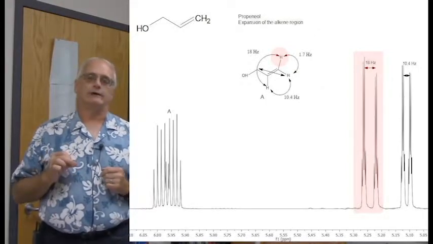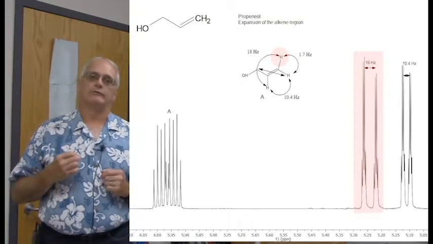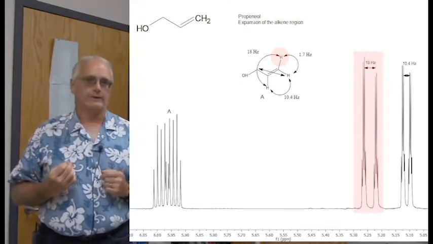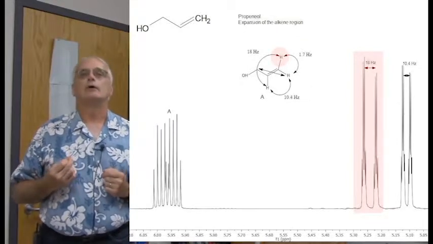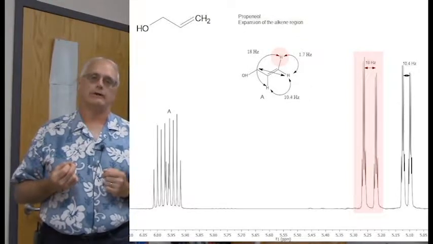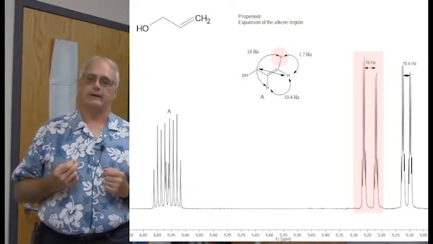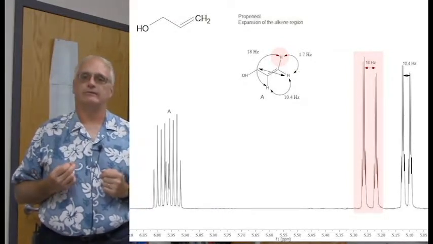you get this doublet. It should be a doublet of triplets, but if the two small coupling constants, excuse me, are equivalent, the geminal and the long range, about 1.7 Hertz, then you're going to get a doublet of quartet appearance here. And that's exactly what we see.